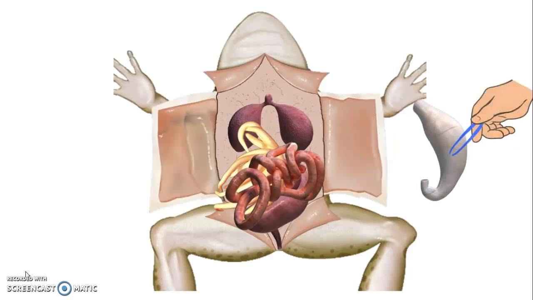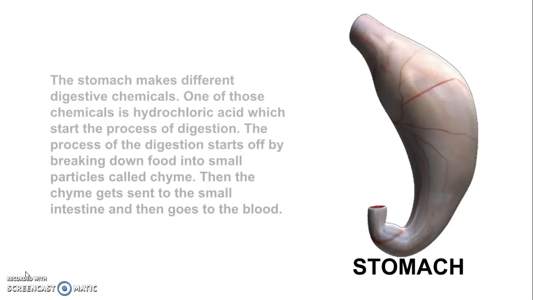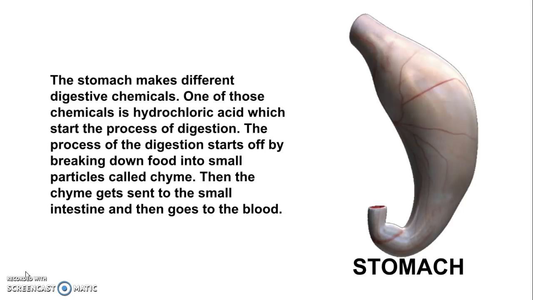And now we take out the frog's stomach. So here's the stomach, and the stomach makes different digestive chemicals. One of those chemicals is hydrochloric acid, which starts the process of digestion. The process of digestion starts off by breaking down food into small particles called chyme. Then chyme gets sent to the small intestine and then goes to the blood.